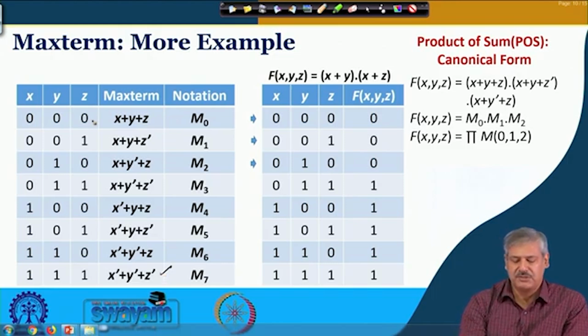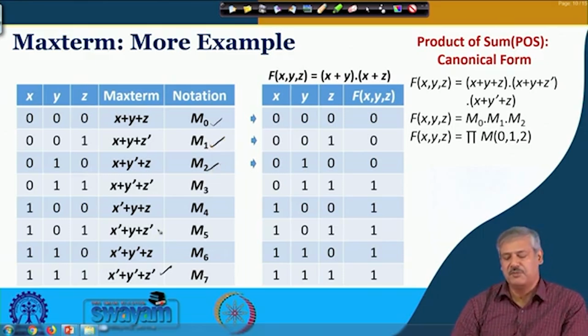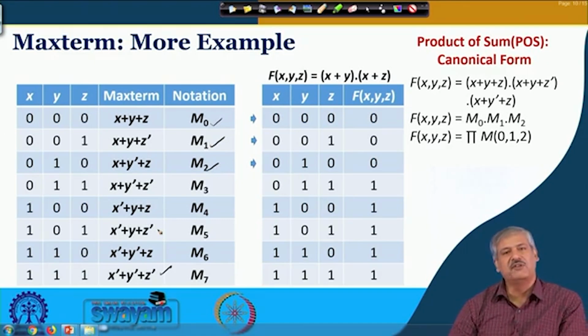So, this is 3 variable, you can extend it to n variable, and the location wise, 0, 0, 0 decimal equivalent is 0, 0, 0, 1 decimal equivalent is 1, 0, 1, 0 decimal equivalent is 2. So, we have got max terms M0, M1, M2 up to M7.